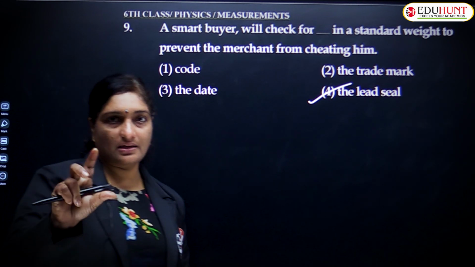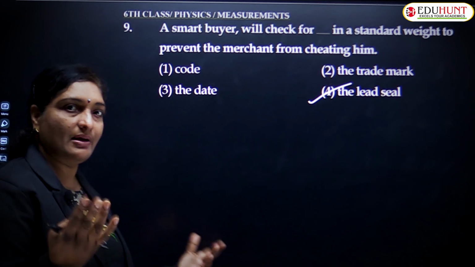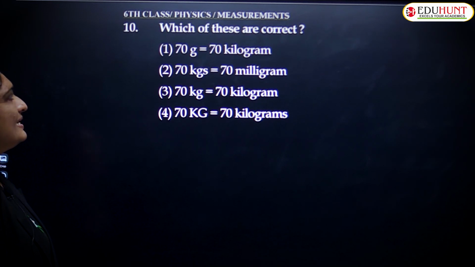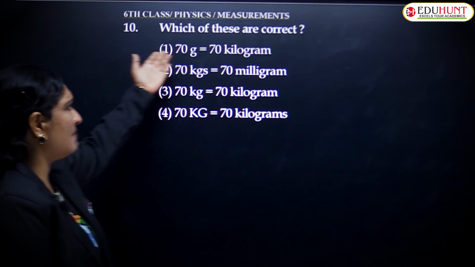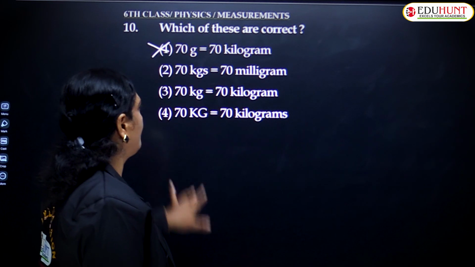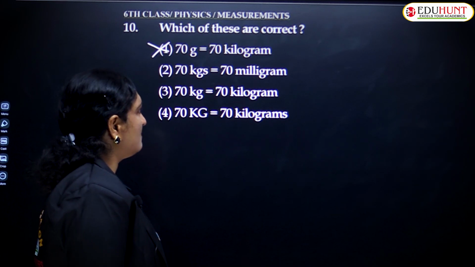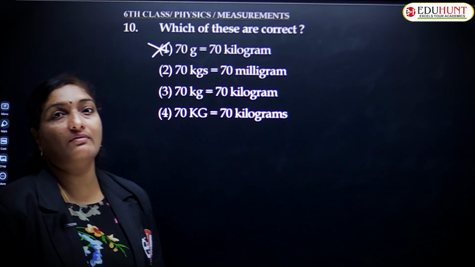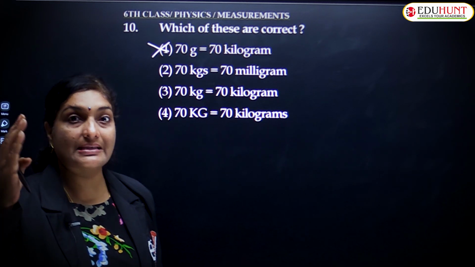Okay, so that it weighs less and they will have the profit. Next, which of these are correct? Is 70 grams equal to 70 kilograms? How is that possible? No. Is 70 kg equal to 70 milligram? No. If you want to convert kg into milligram, it should be 10 power 6.